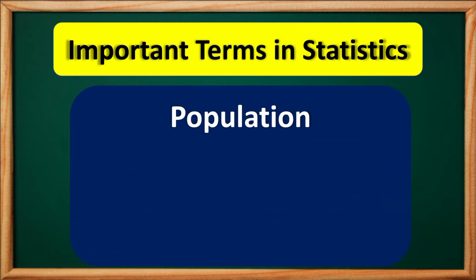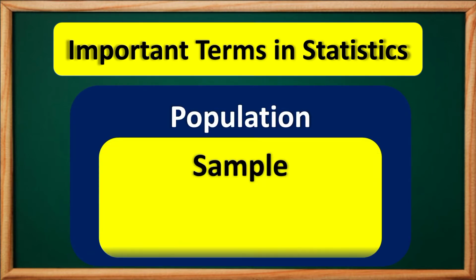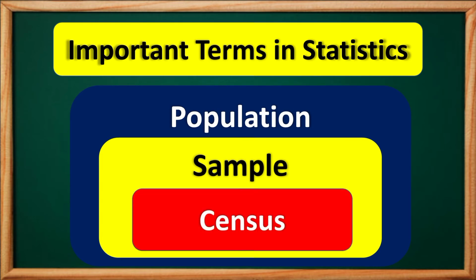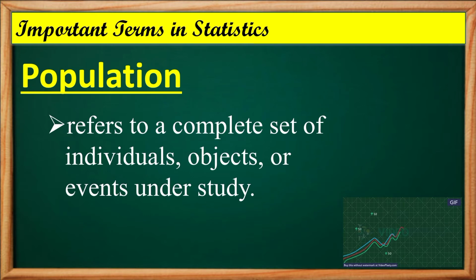The first one is the population. Inside the population, we have what we call sample and census. Okay. What is a population? Population refers to a complete set of individuals, objects, or events under study. Example, the total of sari-sari store in a town. Okay, it means complete. Okay, complete set of individual.